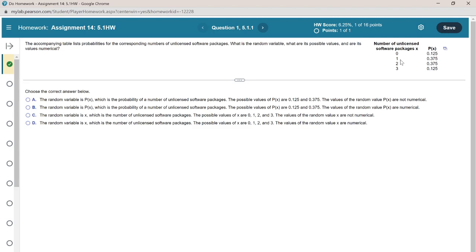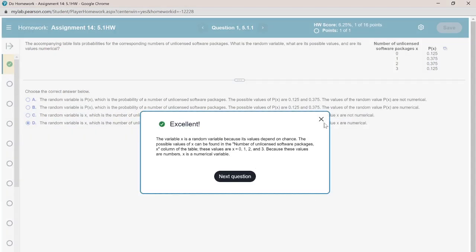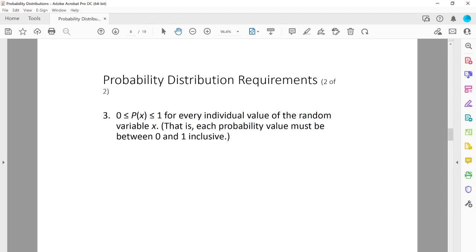So this is the data we are given, and from this data we need to find out what the random variable is. As you can see, the value of x, the first column here in this case, is your random variable. So the random variable is x. Only in choices C and D is the random variable x, which is the number of unlicensed software packages. The possible values of x are 0, 1, 2, 3. In one option, the values of the random variable x are not numerical. So this is not right because it has to be numerical. So the answer should be D. If you read option D, the random variable is x, which is the number of unlicensed software packages. The possible values are 0, 1, 2, 3, and the values of the random variable are always numerical. Okay, so that's how we can find out whether our variable is a random variable or not.